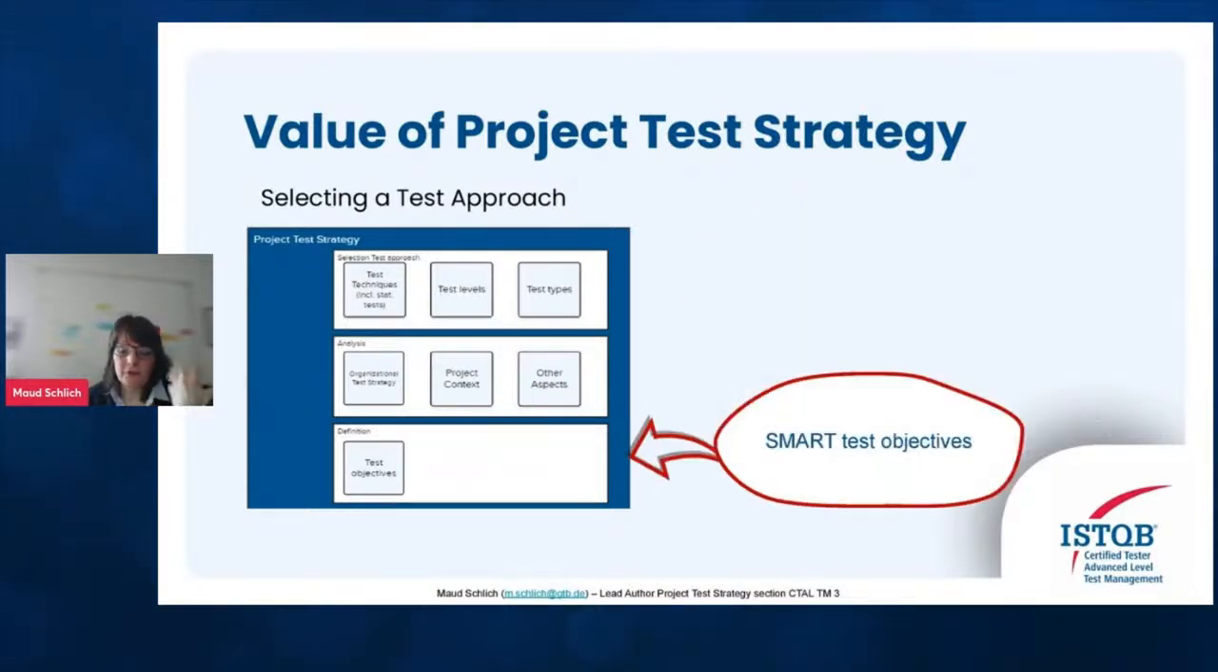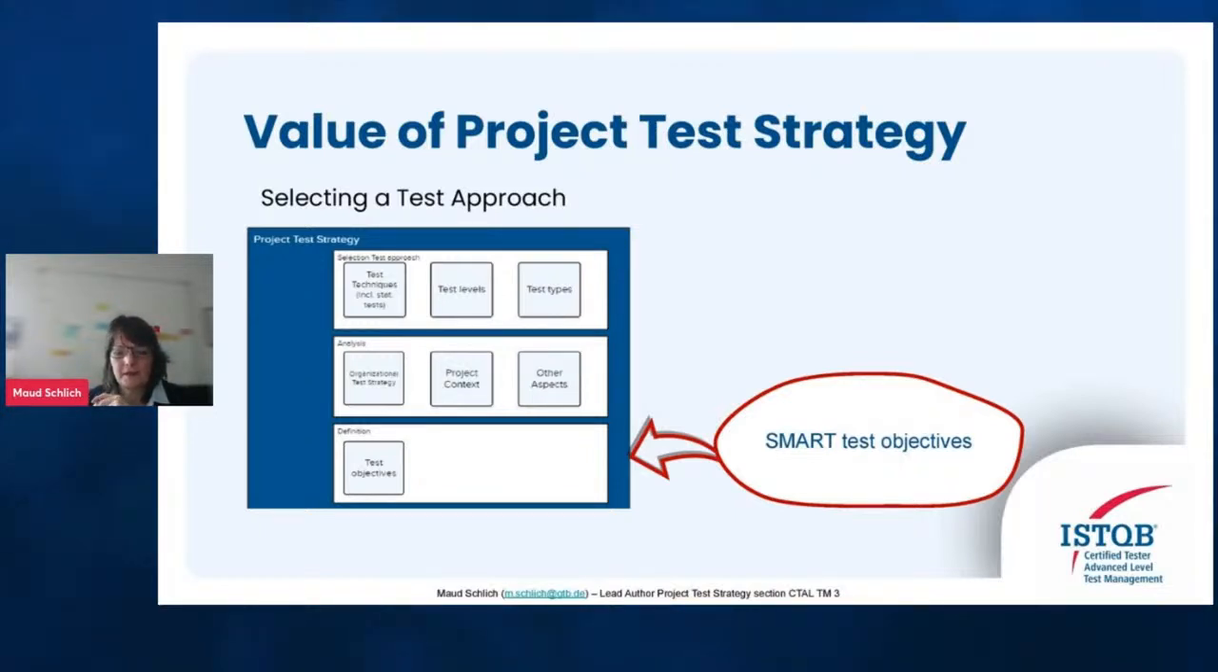Test objectives, the third thing, is a chapter we added because we found test objectives to be something sometimes neglected. Because test objectives should be SMART. You most probably know that acronym. It's about specific, measurable, attractive, realistic, and testable test objectives. So let's say, what is a SMART test objective?